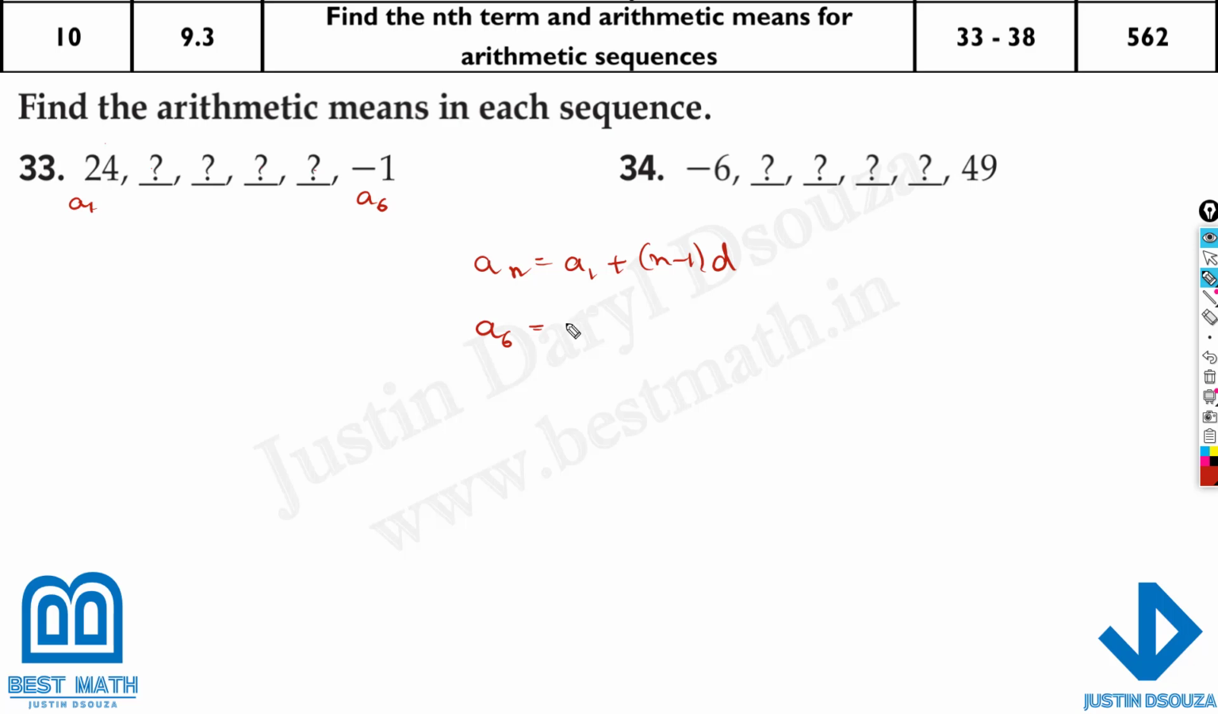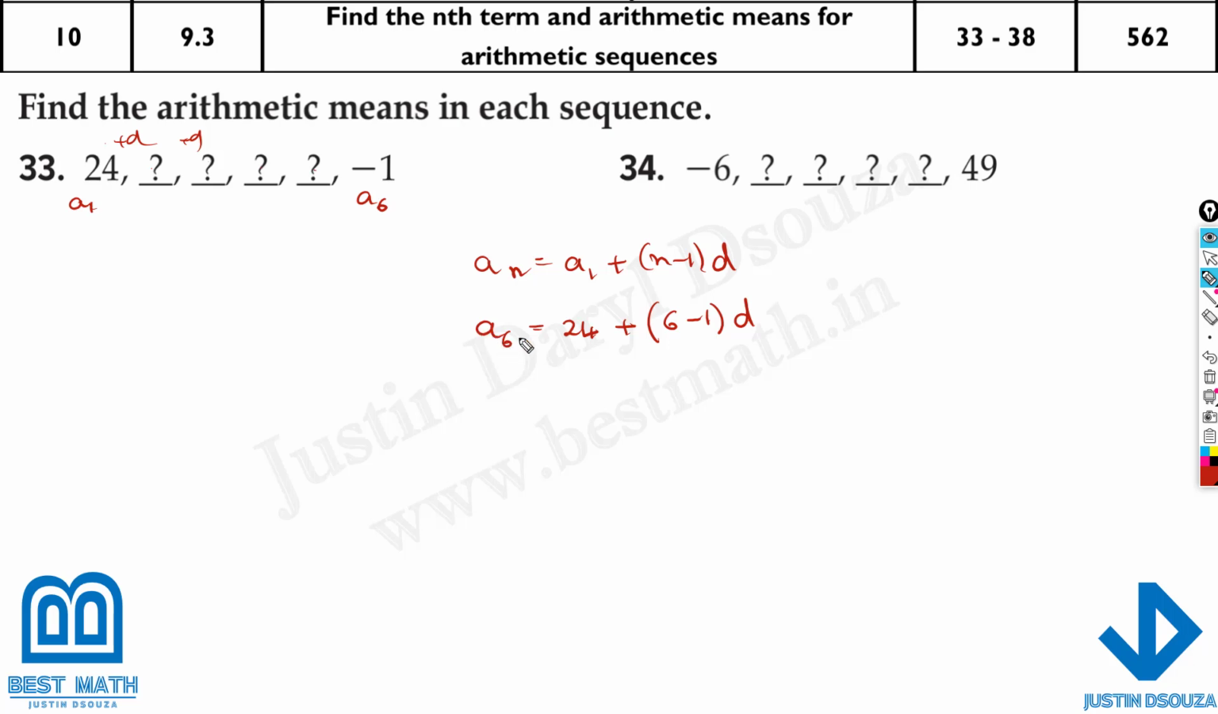a6 will be equal to a1, that's 24, plus what is the sixth n? Sixth term, minus 1 times d, and we don't know the d value. Once we know the d value, we can easily find the remaining terms because you just have to add the d value here. Add d, you'll get the next term. But you can understand that the d value is negative. Why? Because the numbers are reducing. Whereas if it were increasing, it should be plus. But we need the value exactly.